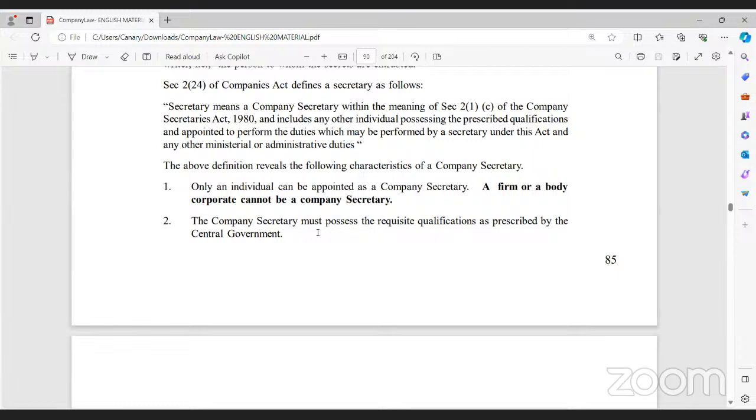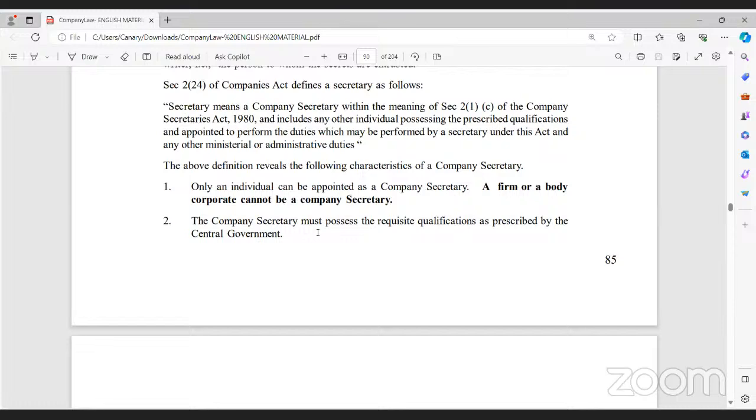What is a firm or body corporate? We see law firms. Some group of lawyers join together and form a firm, and they undertake different companies' issues. That should not be the case here. An individual person has to be appointed as the company secretary of the firm. But a firm should not take other people working as company secretaries under the firm.